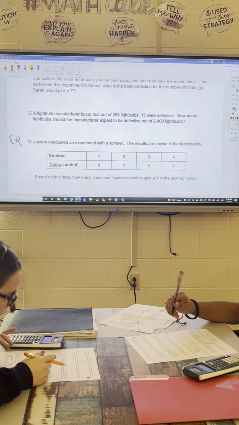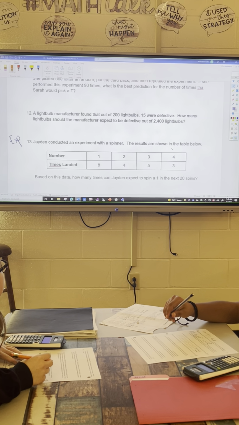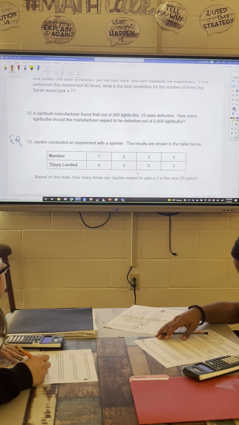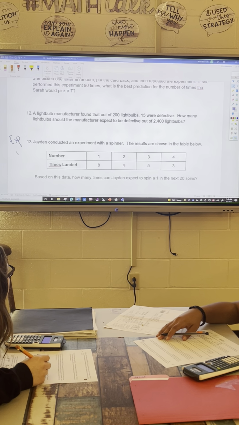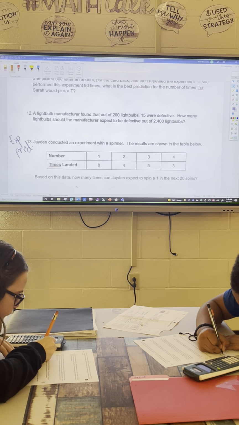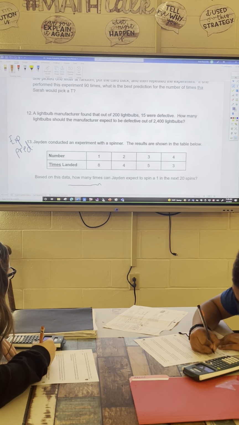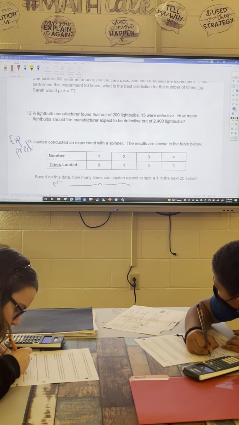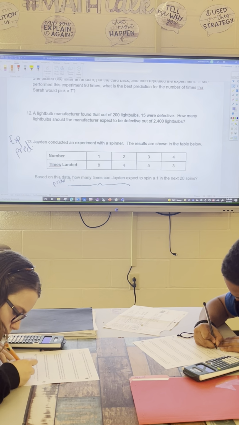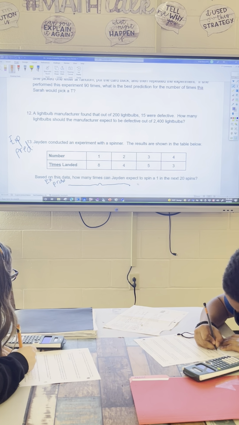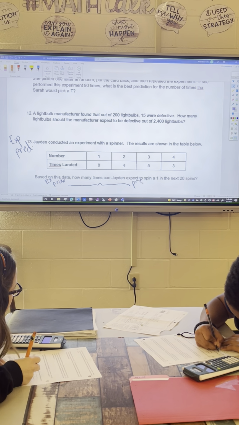Okay, well, we're doing experimental probability, but we're also doing a prediction. So this is an experimental prediction. That means I'm going to have an experimental probability ratio over here, and I'm going to have my prediction ratio over here.